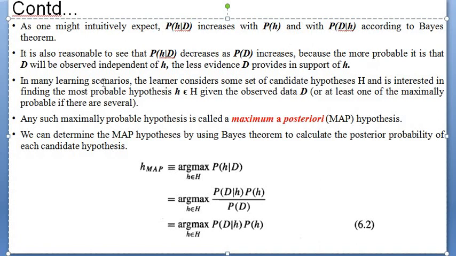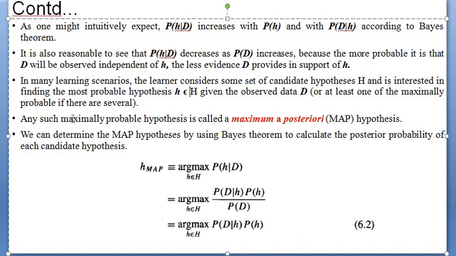Okay. In many learning scenarios, the learner considers the set of candidate hypotheses H and is interested in finding the most probable hypothesis of the hypothesis space. Already I have told it many times, the aim of a machine learning algorithm is to find the best suitable or best probable hypothesis from the hypothesis space given the training data, or given the observable data.